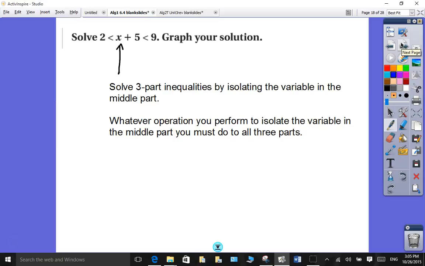All right, now we're going to get into solving compound inequalities. When you solve a three-part inequality, what you have to remember is, up till now, we've always isolated a variable on one side of a two-part equation or inequality. And we did that by doing operations to both sides. But with a three-part inequality, we're going to isolate the variable in the middle part of the three parts. And we're going to do it by doing operations to all three parts.